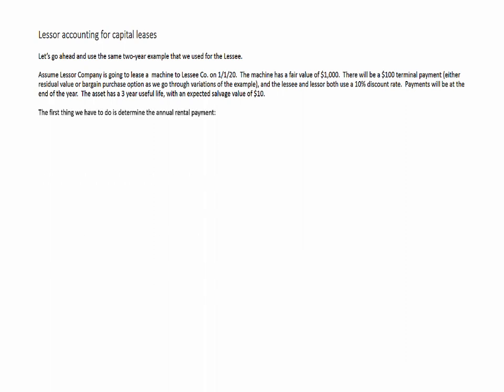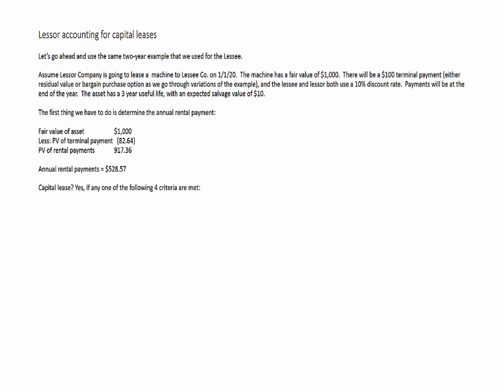And again, the first thing we have to do is to determine the annual rental payment. We start with the fair value of the asset. We subtract out the present value of that residual and say, look, of the $1,000 fair value, the lessor will get back $82.64 via the terminal payment, leaving $917.36 to be recovered via the rental payments. So this implies a 2-year ordinary annuity at 10% with a present value of $917.36 implies an annual rental payment of $528.57.